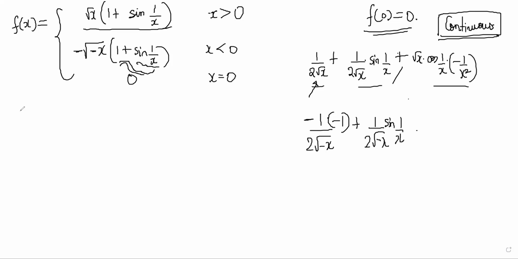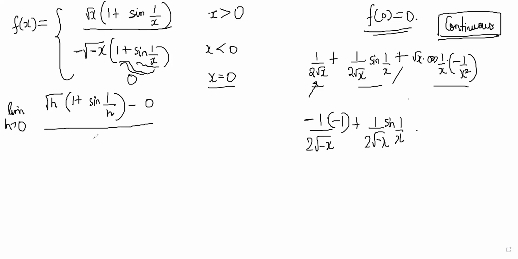So I might as well just take the limit as h tends to 0 of f of 0 plus h, which will be root h, 1 plus sine 1 by h, minus f of 0, which is 0, by h. This limit is my f dash of 0 plus, the right hand derivative.